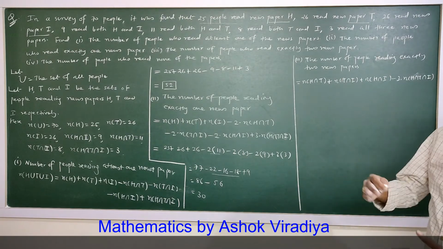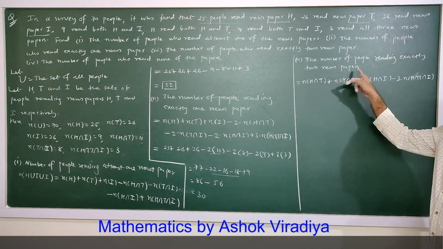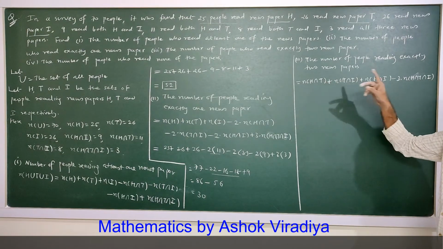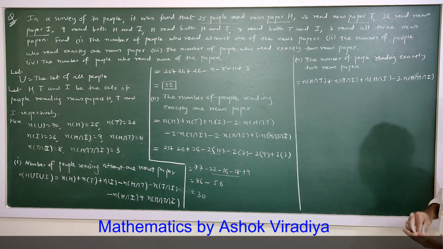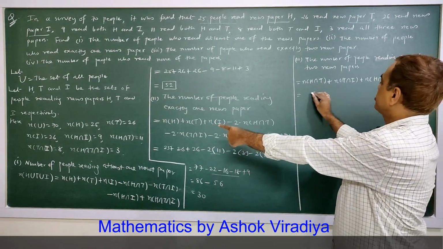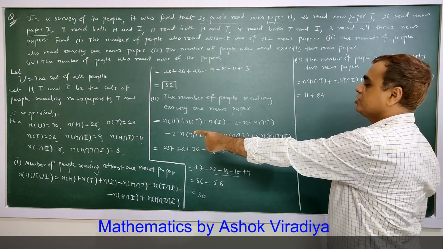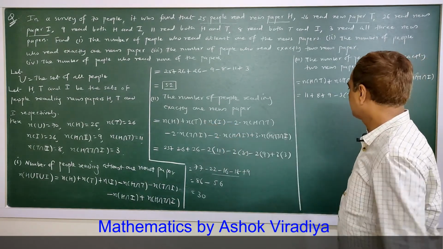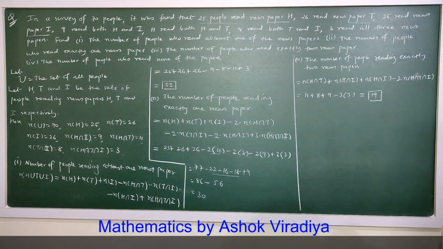We discussed this result in terms of A, B and C. In the formula part we discussed elements in exactly two sets, that is n of A intersection B plus n of B intersection C plus n of C intersection A minus 3 times n of A intersection B intersection C. Now that is H intersection T is 11, T intersection I is 8, H intersection I is 9, minus 3 into 3. So this is 19. 19 people read exactly two newspapers.